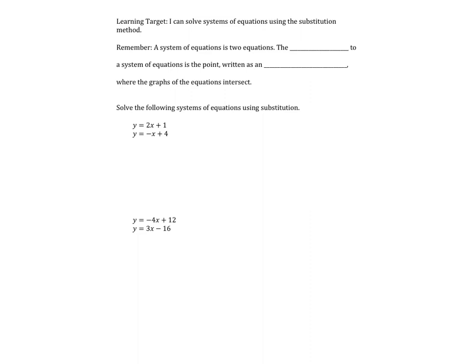Hello everyone. Today's joke of the day is, why did the teacher wear sunglasses to school? Stay tuned to find out.